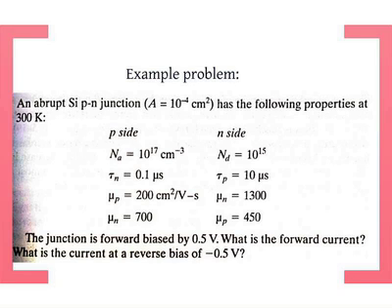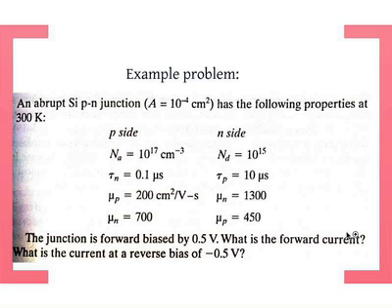An abrupt silicon p-n junction, so it's a sharp junction, has area 10⁻⁴ centimeters squared and the following properties at 300 Kelvin. On the p side: the acceptor concentration, the electron lifetime, the mobility of the holes, the mobility of the electrons. On the n side, same thing: donor concentration, mobility, lifetime of the holes, mobility of the electrons, mobility of the holes. The junction is forward biased by 0.5 volts. What is the forward current?